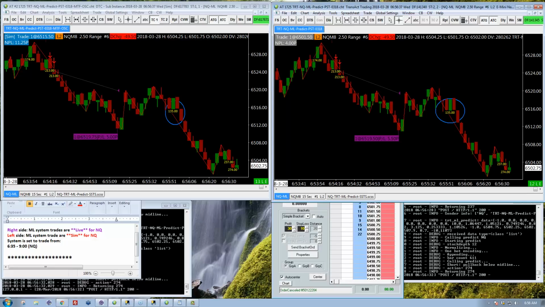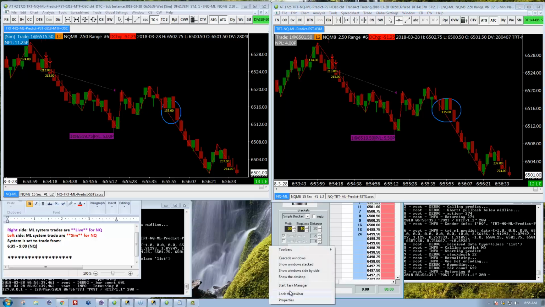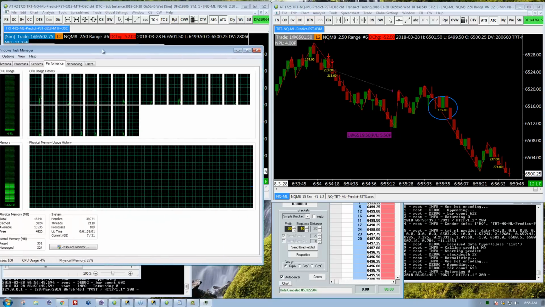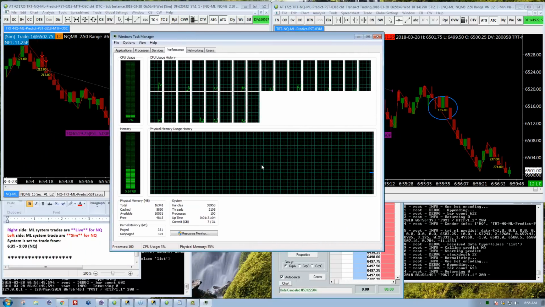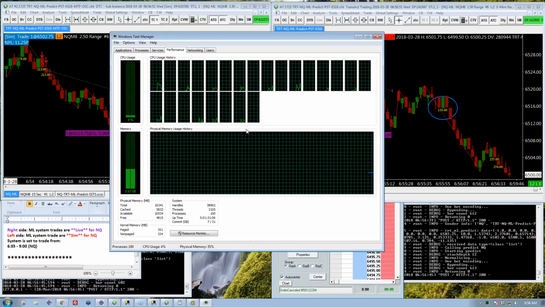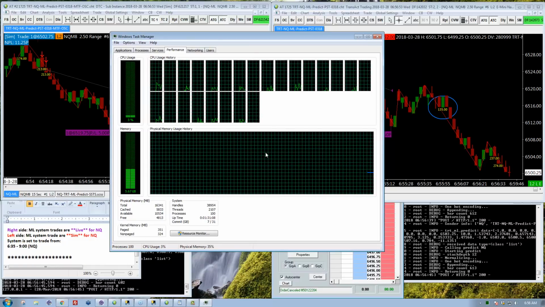You think it's the processing power of the computer? I really doubt that. Look, Michael. This is a fairly beefy system.